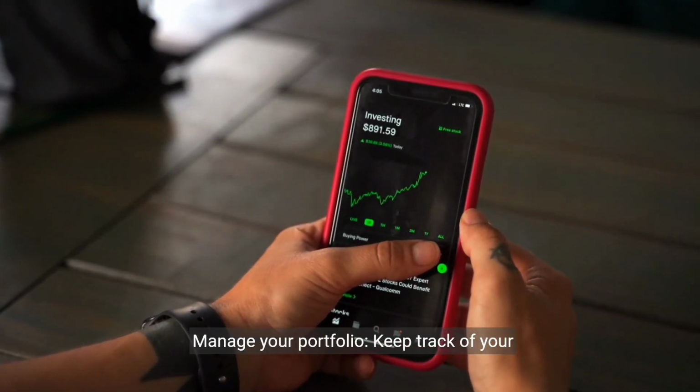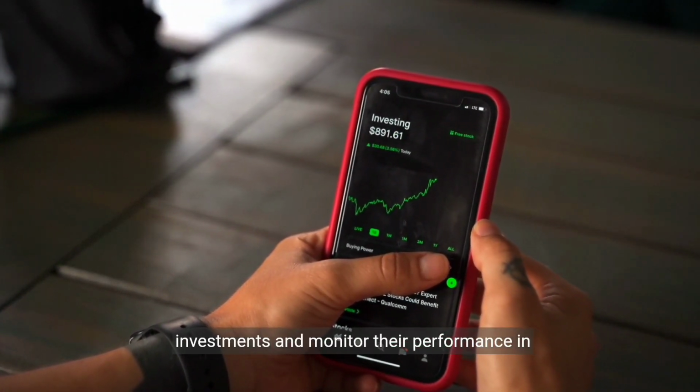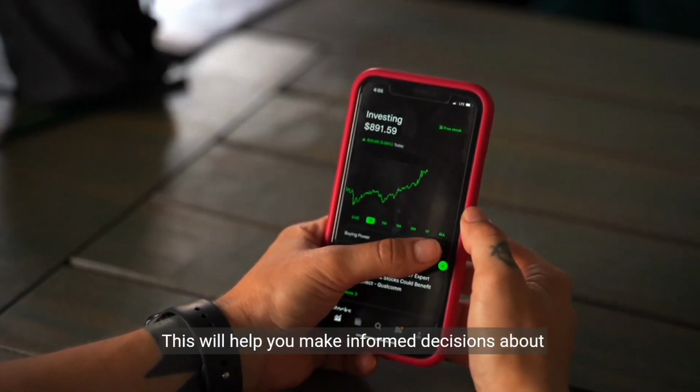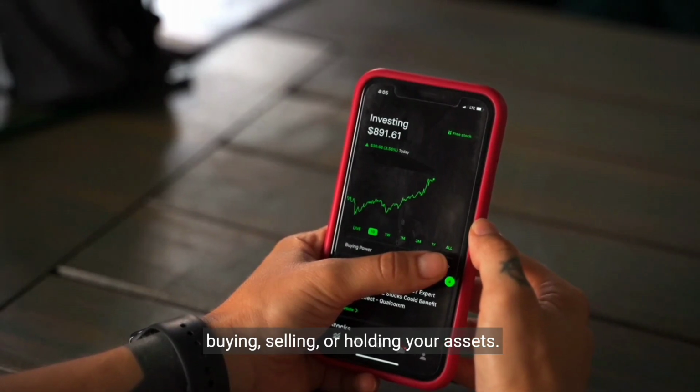Manage your portfolio. Keep track of your investments and monitor their performance in the Portfolio section. This will help you make informed decisions about buying, selling, or holding your assets.